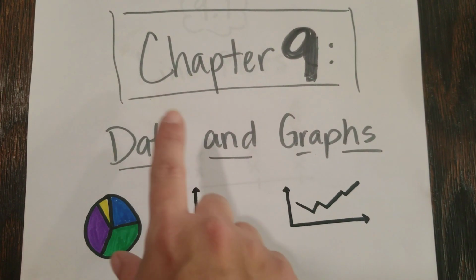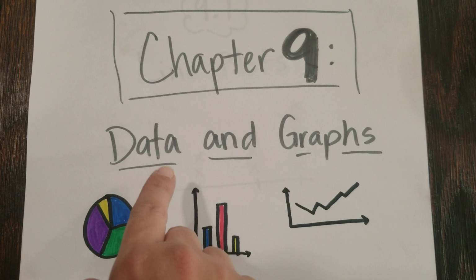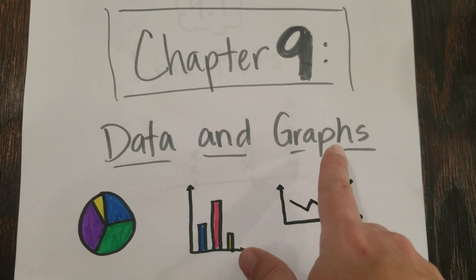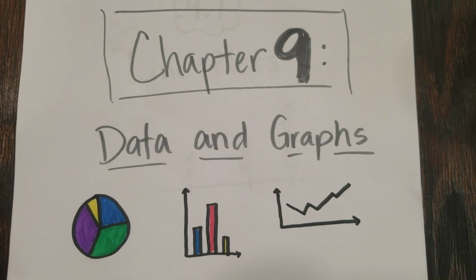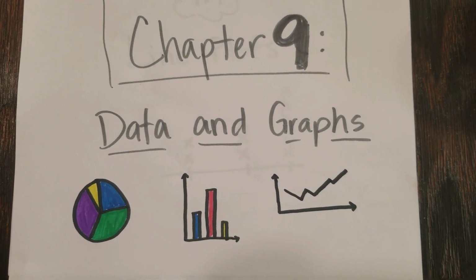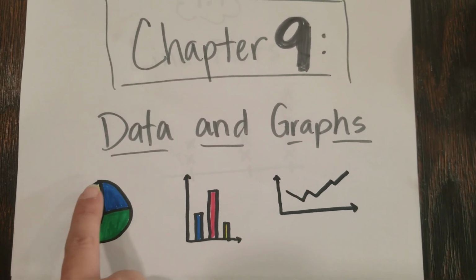Data is a collection of information. You can collect it with an experiment, you can collect it from a survey, things like that. So it's a collection of information. And then graphs are a way to represent that data in a neat way, and that graph can look many different ways. So this one right here is a circle graph.